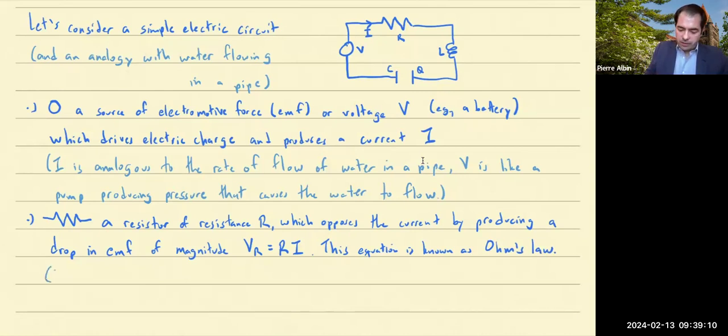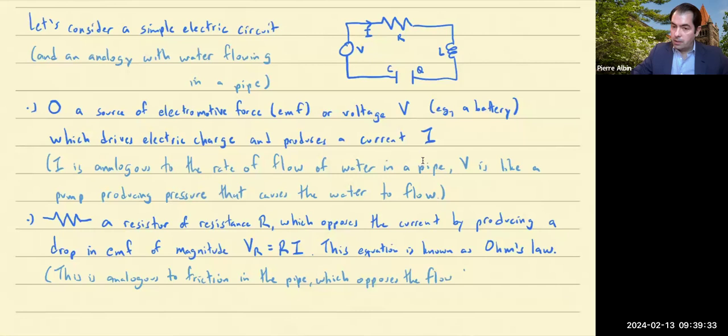Okay, so this is analogous to friction in the pipe, which opposes the flow by producing a drop in pressure.